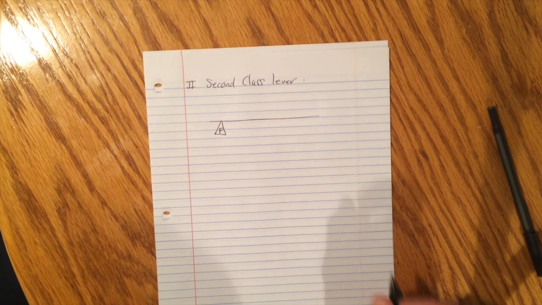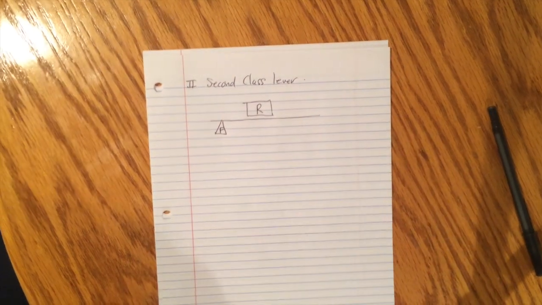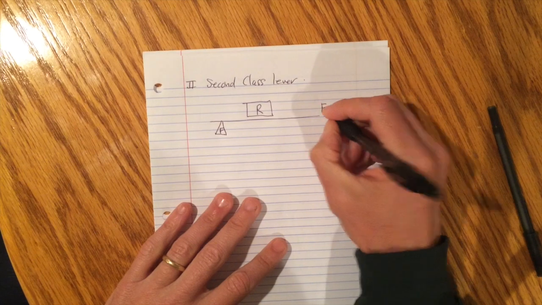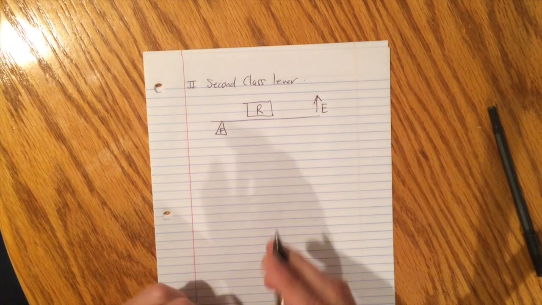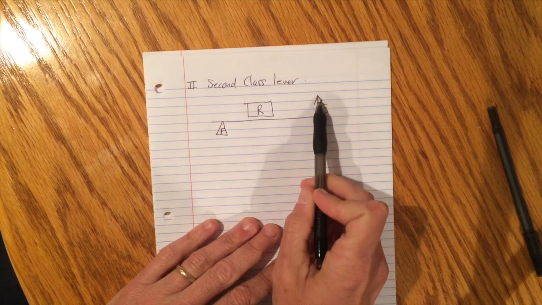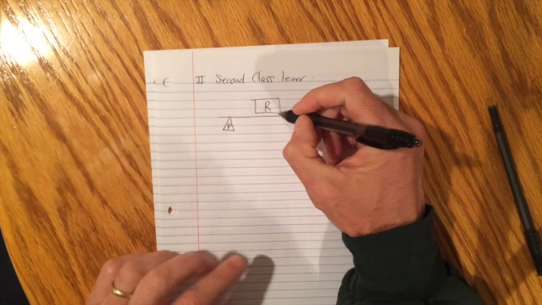Okay? The resistance will be sitting right there. And then the effort will be applied to the lever in the same direction as the resistance. So if I apply force in an upward direction, which way is the resistance going to go? You got it. It's going to rotate around the fulcrum point, and it'll go up as well. Looking at that, can anybody tell me what that looks like?